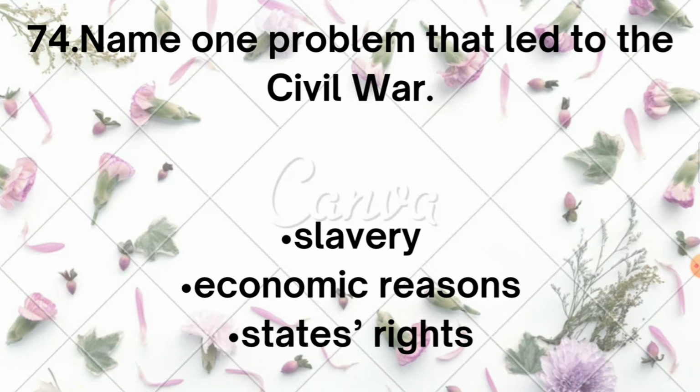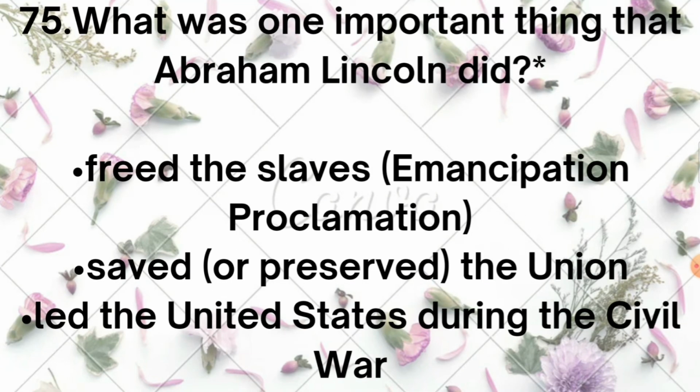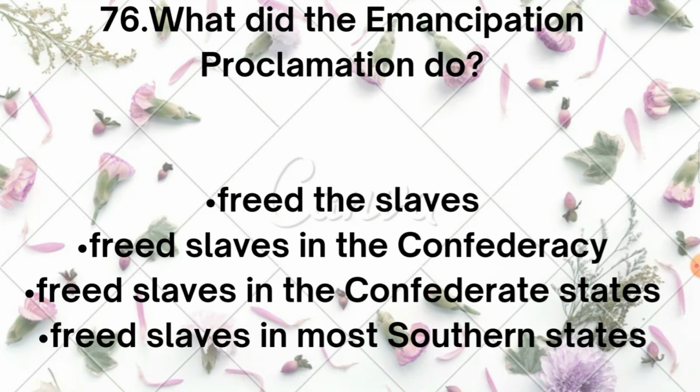Name one problem that led to the Civil War. Slavery. Economic reasons. States' rights. What was one important thing that Abraham Lincoln did? Freed the slaves. Emancipation Proclamation. Saved or preserved the Union. Led the United States during the Civil War. What did the Emancipation Proclamation do? Freed the slaves. Freed slaves in the Confederacy. Freed slaves in the Confederate States. Freed slaves in most southern states.